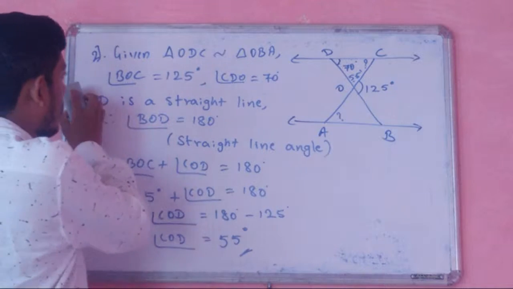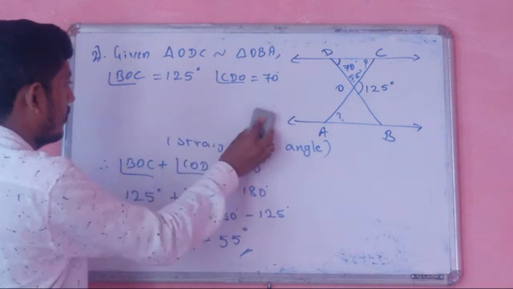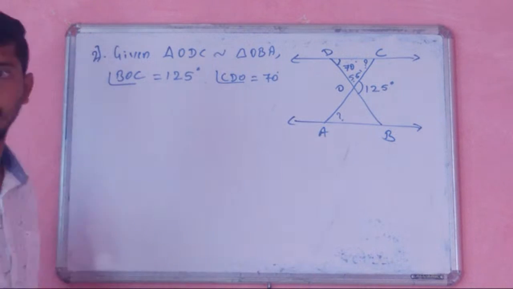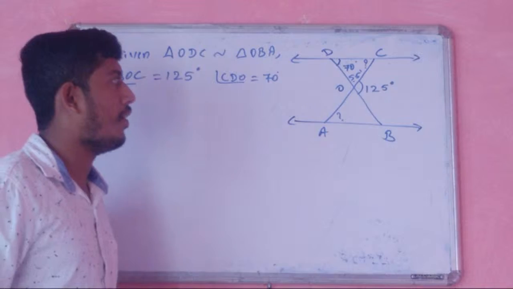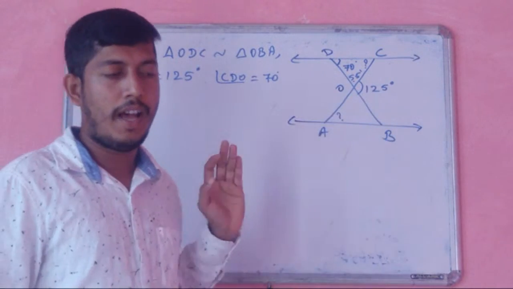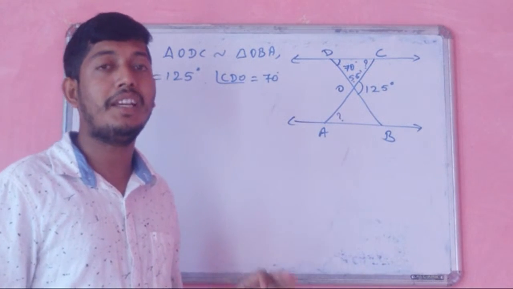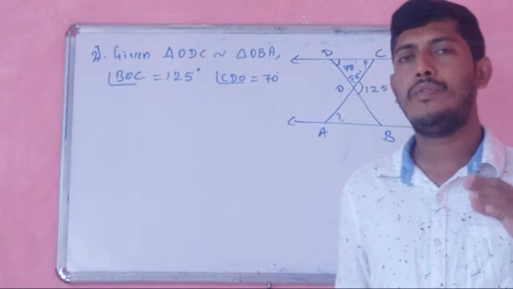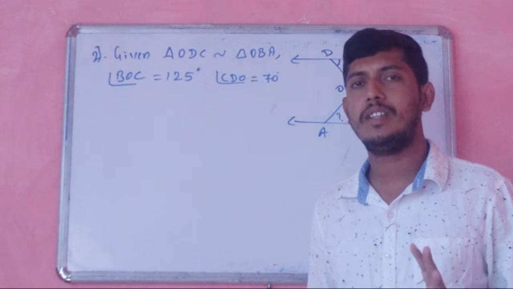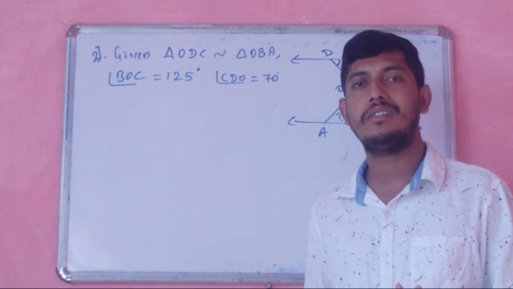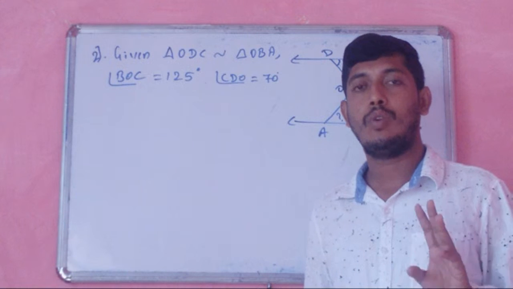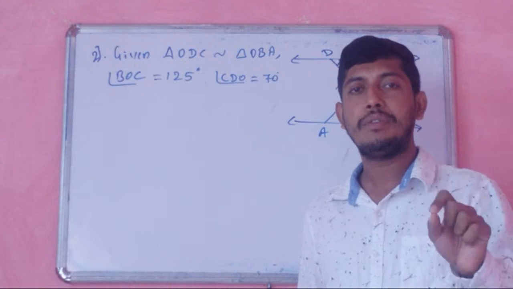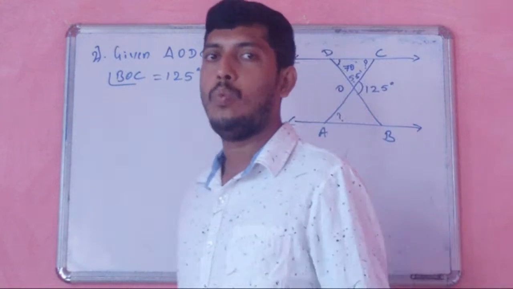So I will rub this. For that I will consider triangle DOC, and I will use the theorem, that is the interior angle theorem. According to the interior angle theorem, the sum of the three angles present inside the triangle, which are called interior angles, is equal to 180 degrees.